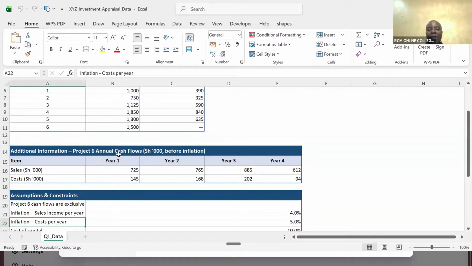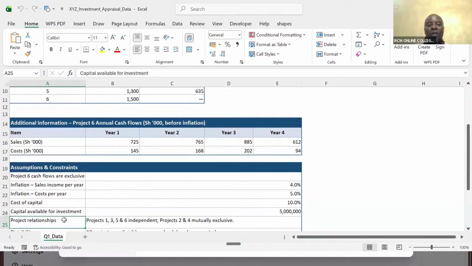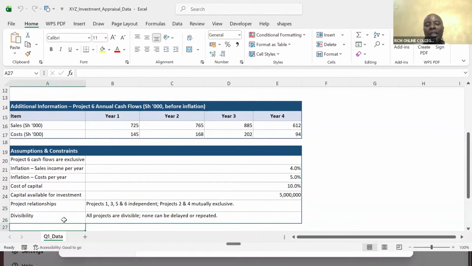They've given us here project 6 annual cash flows in shillings thousands before inflation. We can see sales in year 1 up to year 4. You can as well see costs from year 1 to year 4. Project 6 cash flows are exclusive of inflation. Sales income inflation is 4% per year. Inflation for costs is 5%. Cost of capital is 10%. Capital available for investment is a whole 5 million.